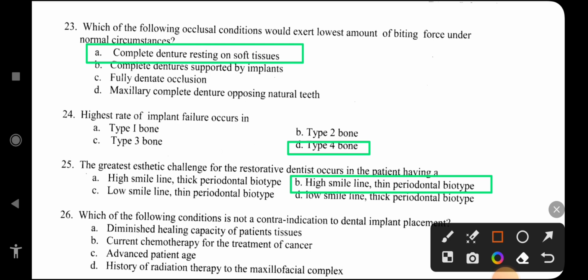Options are diminished healing capacity of patient's tissues, current chemotherapy for the treatment of cancer, advanced patient age, history of radiation therapy to the maxillofacial complex. And the correct answer is advanced age. Advanced age is a condition that is not a contraindication to the dental implant placement.